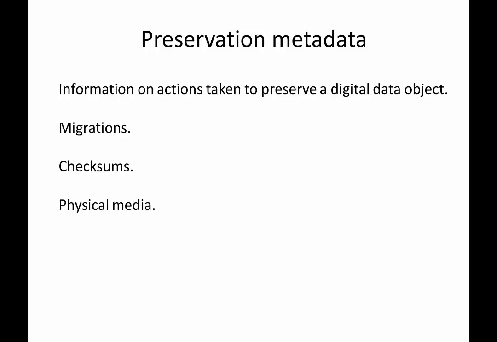Final one, that maps onto our fourth one, preservation metadata: what actions are taken to preserve the digital object, what migrations occur between perhaps format versions, updated versions of data sets. Data sets are constantly being reissued, updated. What physical media is it provided on, if it is provided through physical media as well as digital download?